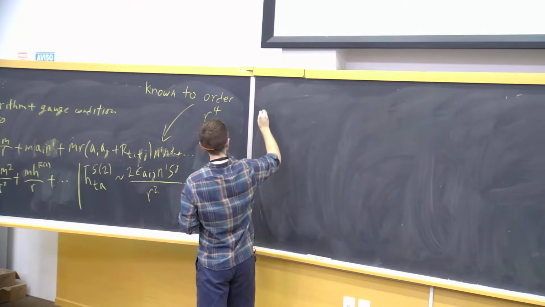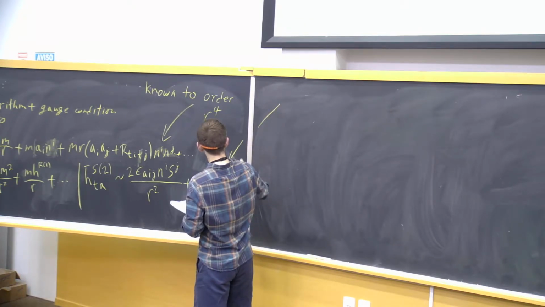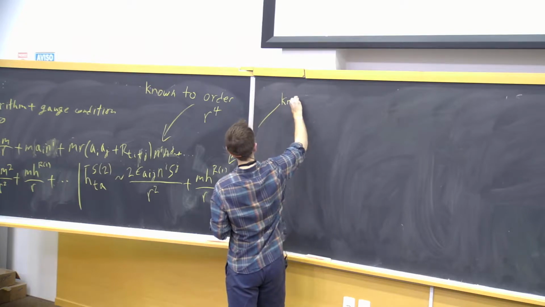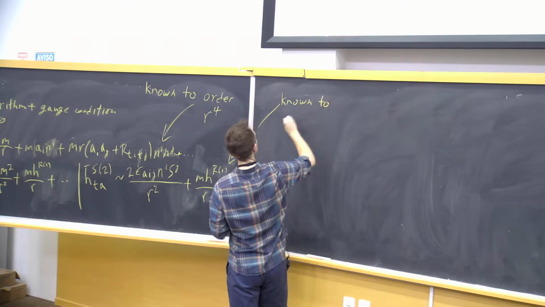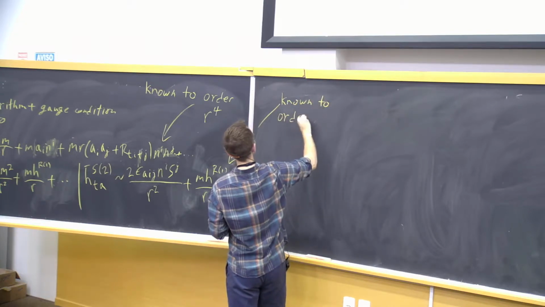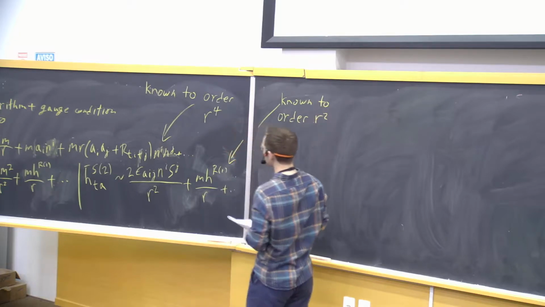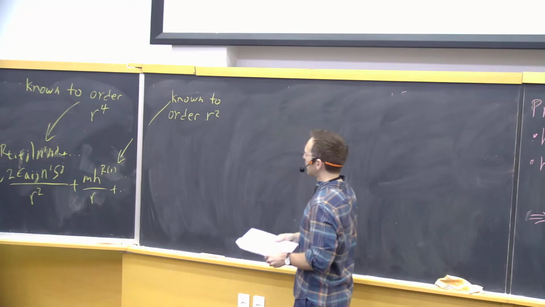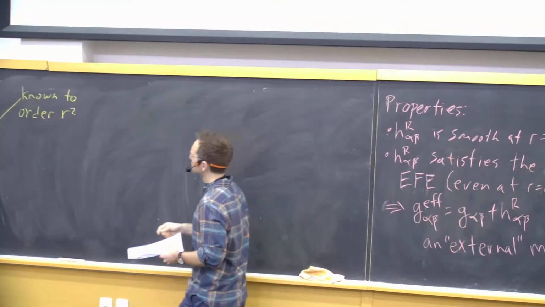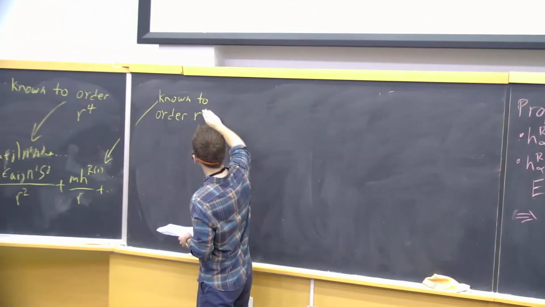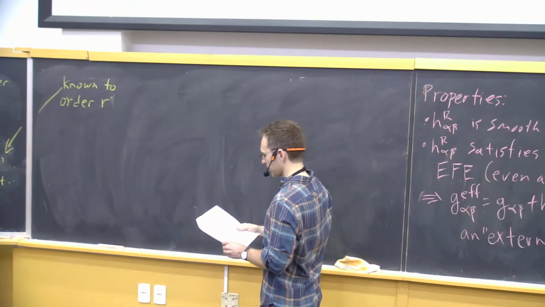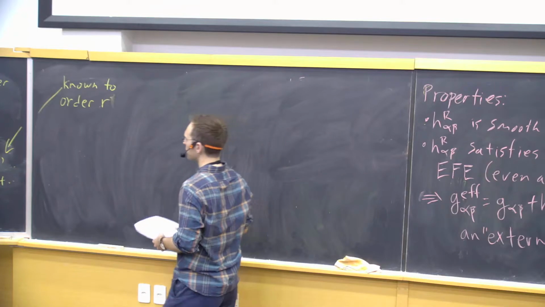So this field is known explicitly to order R. Okay, so this is the structure of HS.